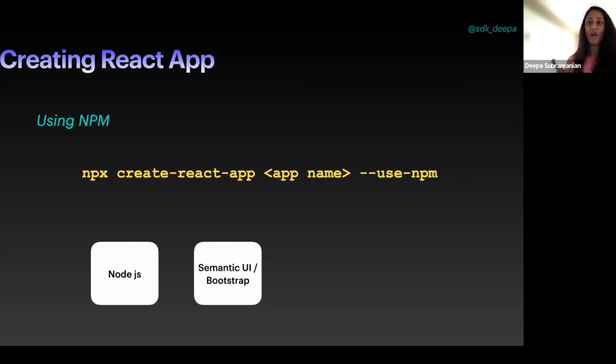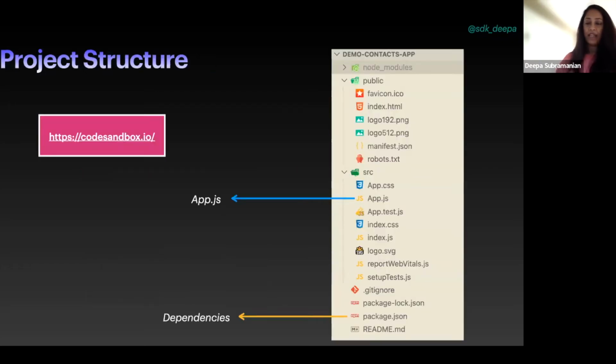By default, React uses Yarn. But if you want to use Node modules, then you have to give this flag called use-npm. And you can also add other CSS frameworks to work with React too, but you need to install them separately.